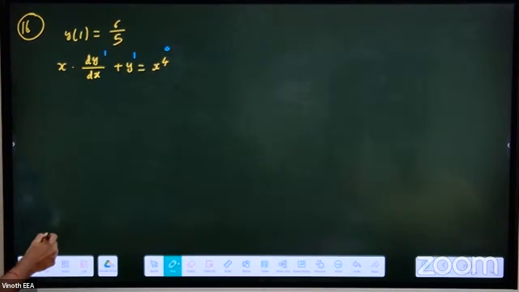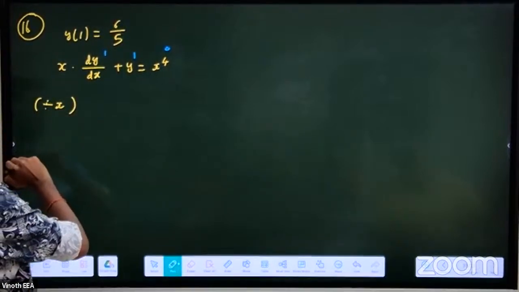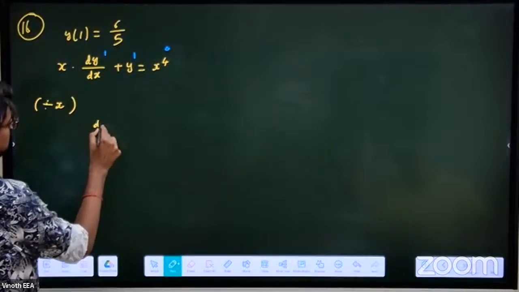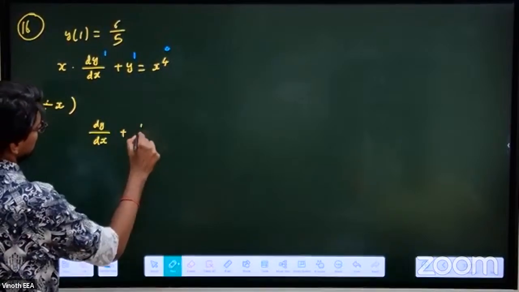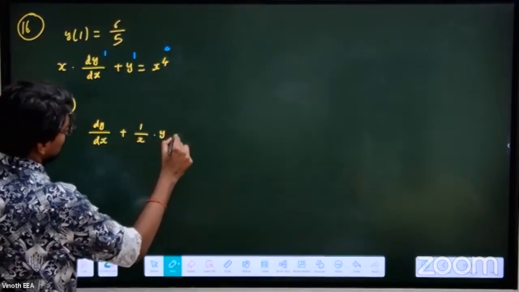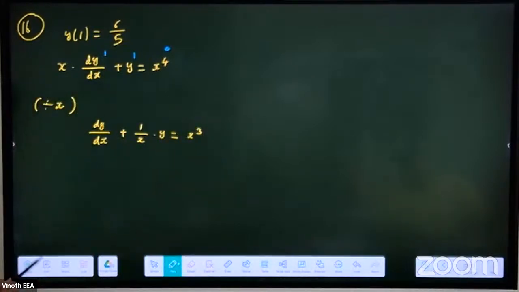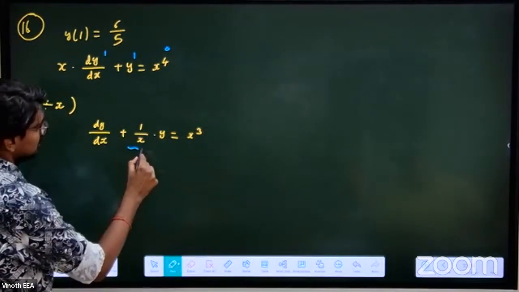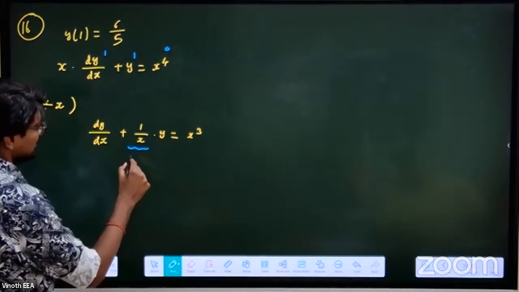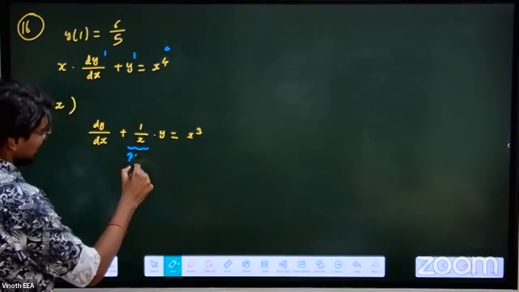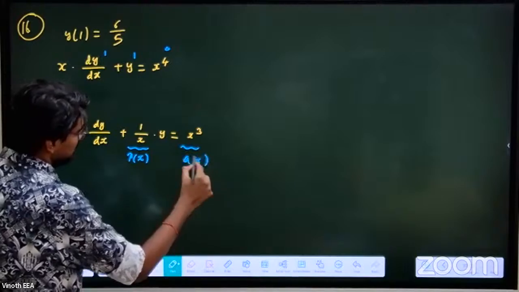So what should I do? Divide by x on both sides. If I divide with x on both sides, this will become dy by dx plus 1 by x into y equal to x power 3. So 1 by x is my P of x, and this is Q of x.